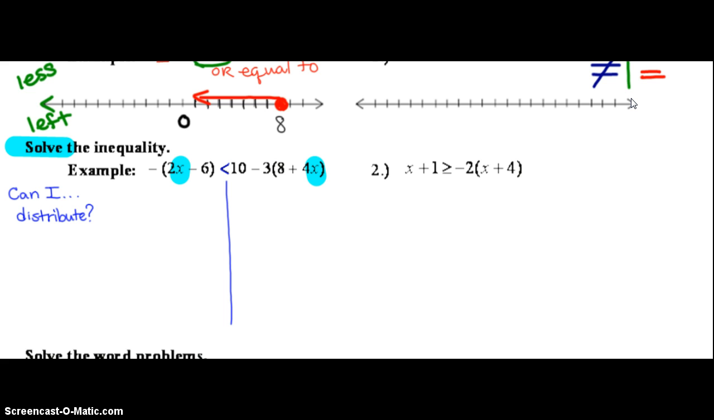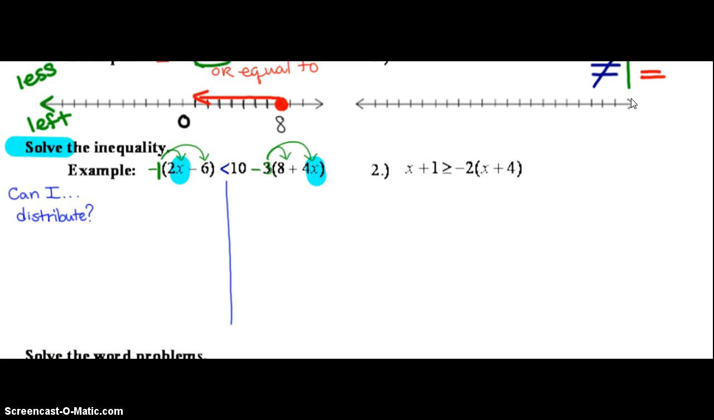And if I can, then what can I distribute? On the left side of the inequality, notice the negative sign out in front. If you don't find a number, remember it's a 1. In this case, a negative 1. On the other side of the inequality happens to be a 3. Notice the minus sign in front of it. I'll distribute it as a negative 3.